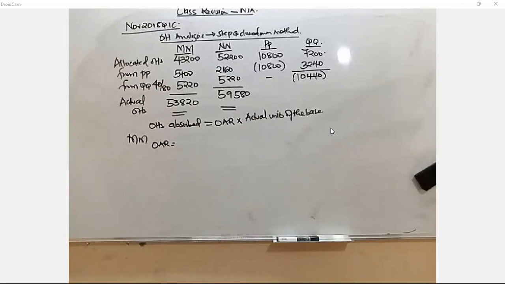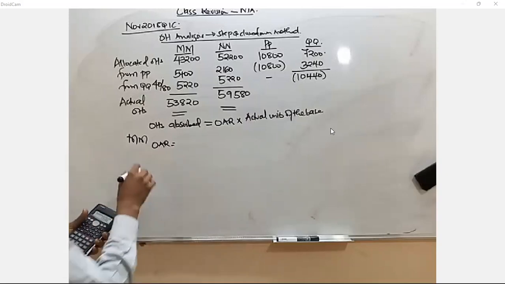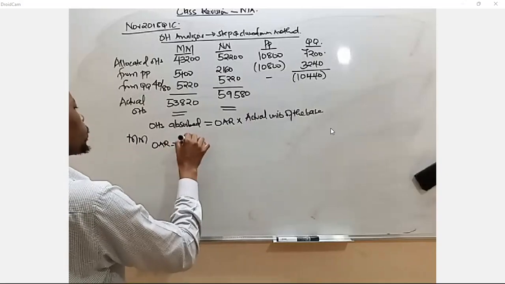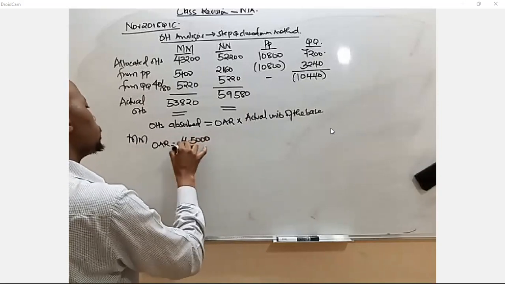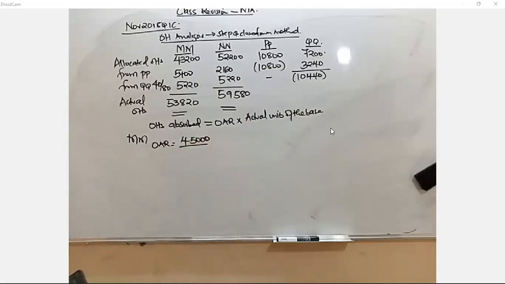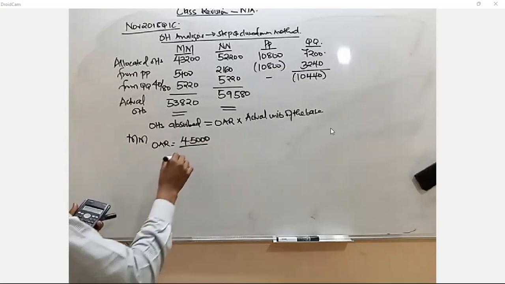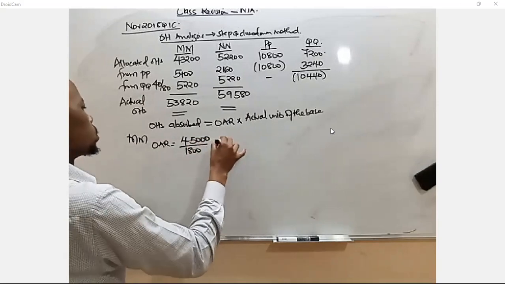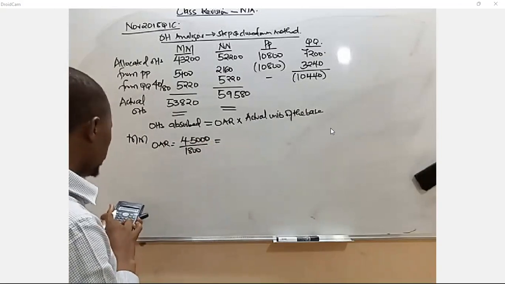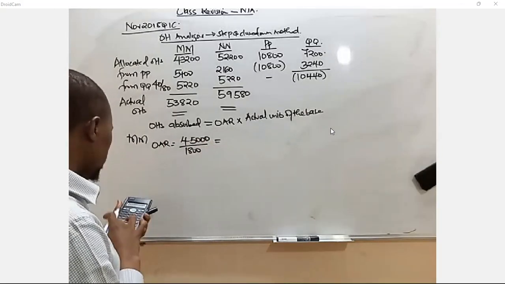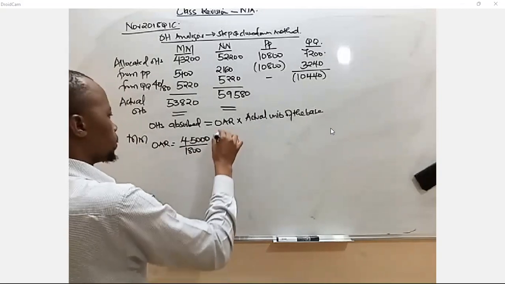When you look at the question there, we have some total budgeted overheads. For example, for MM, we have 45,000. We divide by the unit of the base, which is 1,800 here. We are using the labor hours. So how much per unit? 45,000 divided by 1,800, we get 25 shillings.